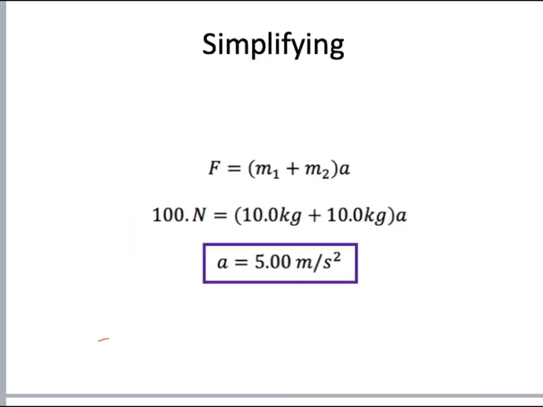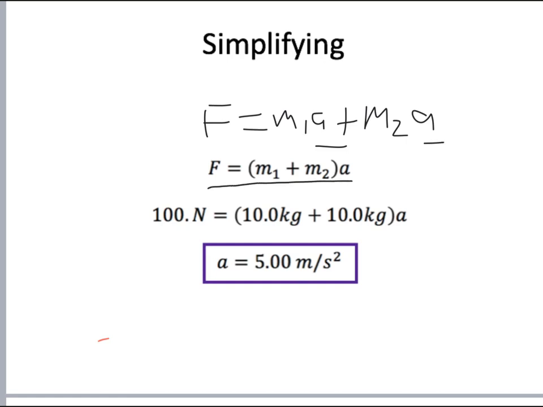So I had previously F is equal to M1A plus M2A. I can factor out an A, and that gives me F is equal to (M1 plus M2) times A. That gives me 100 newtons is equal to 10 kilograms plus 10 kilograms times the acceleration, which is 20. I can divide 100 by 20 and solve for A, and I get the acceleration is 5 meters per second squared. That was one of the things I wanted to find. How do I do it? The sum of the forces equals ma.